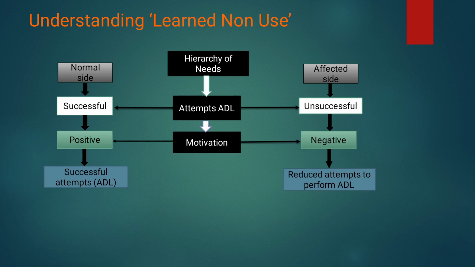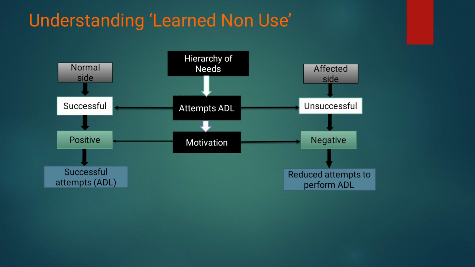So what happens here? Look at the left side of the slide about the normal side. When the patient attempts, they get successful, and when they are successful they are more positively motivated to do it. For example, they try to take a glass of water and drink water when they are thirsty.